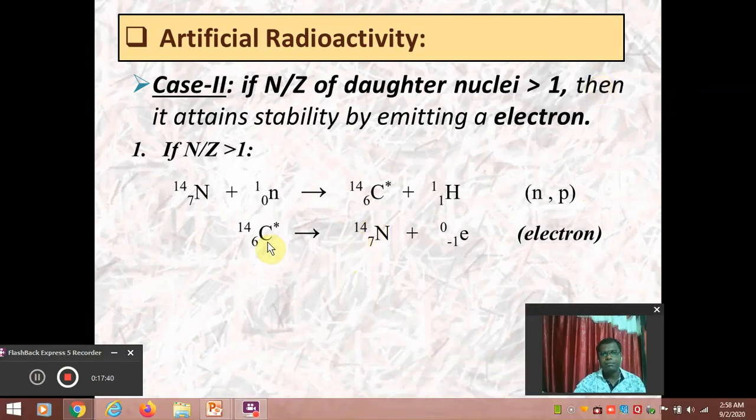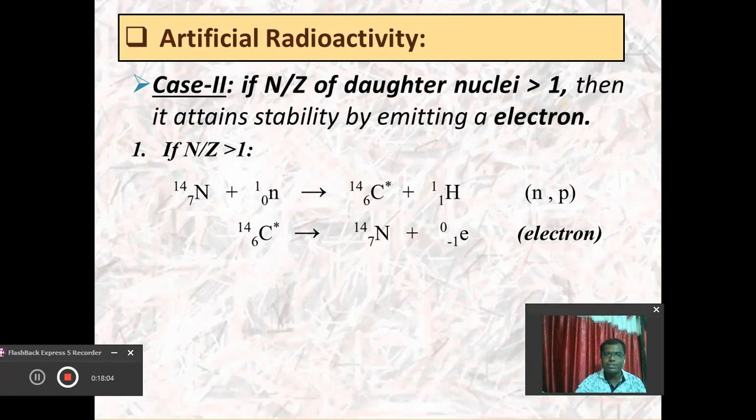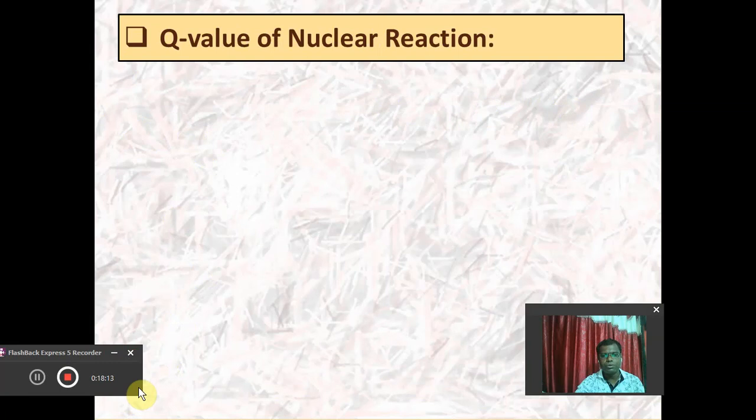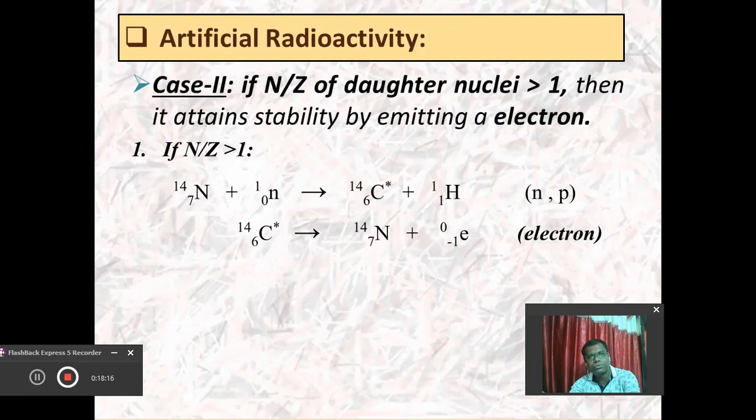Instead of this, if the N by Z ratio of the daughter element or recoil nucleus, that is the number of neutrons to the number of protons in the nucleus, is greater than 1, then it always attains stability by emitting an electron. In the earlier case, whenever the N by Z ratio was less than or equal to 1, it was emitting a positron.